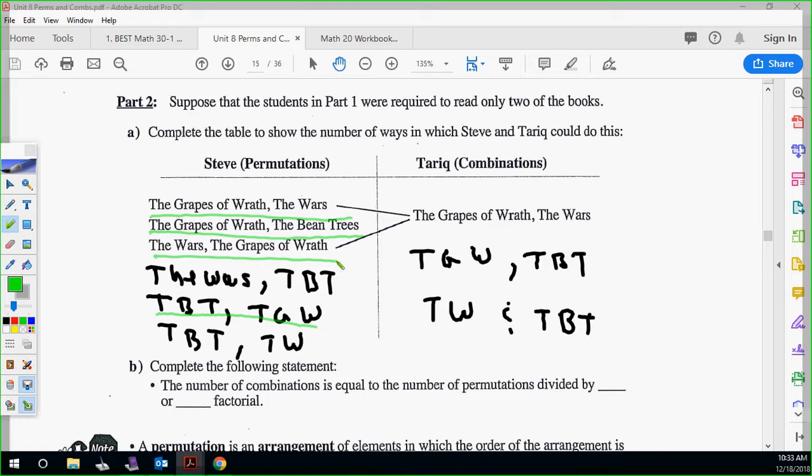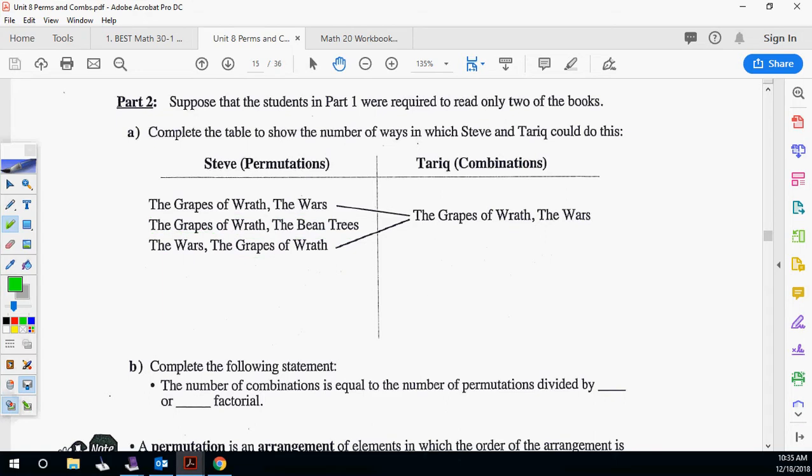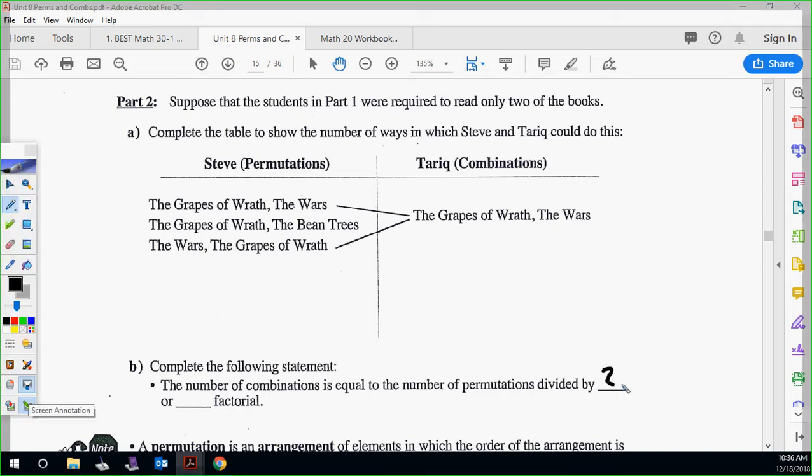Combination. So it says complete the following statement: the number of combinations is equal to the number of permutations divided by... So it's the number of permutations divided by 2. You can see we had 6 when I wrote them out, and then we had 3. So it's divided by 2, or 2 factorial, as we're going to figure out. It's part of the formula they're going to give you in a second.